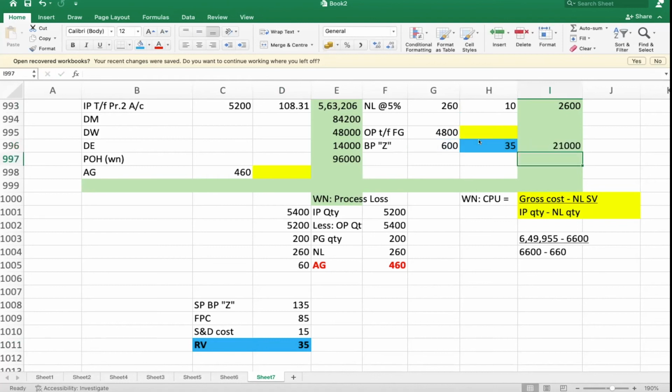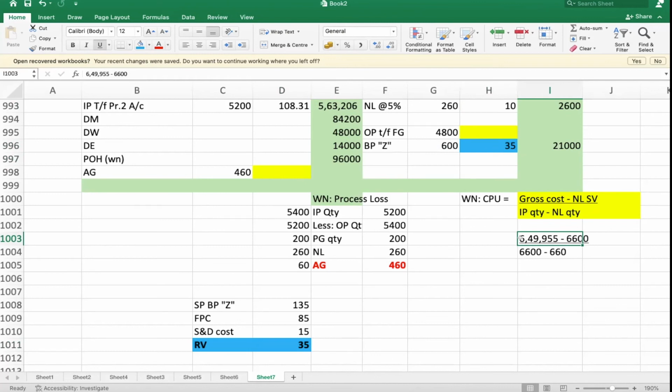Now you understood or not? Yes, sir. Now, listen. Now we have to go for cost per unit. What is the formula for cost per unit? Gross cost minus normal loss salvage value, divided by total input quantity less normal loss quantity.